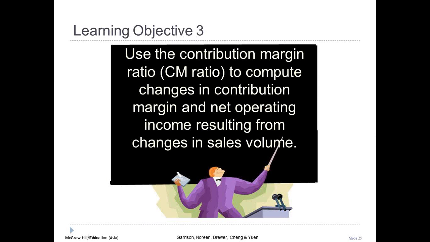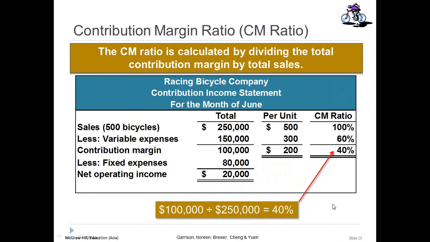Moving on. Learning objective number 3. Let's use the contribution margin ratio to compute changes in the contribution margin and the net operating income resulting from changes in sales volume. Now this is starting to get more interesting.